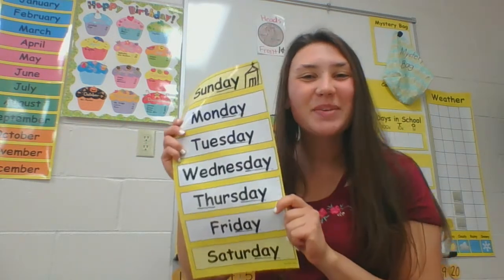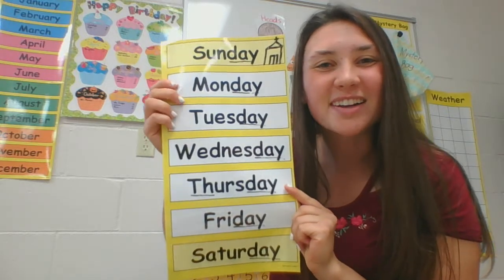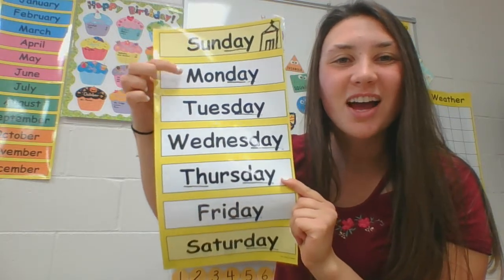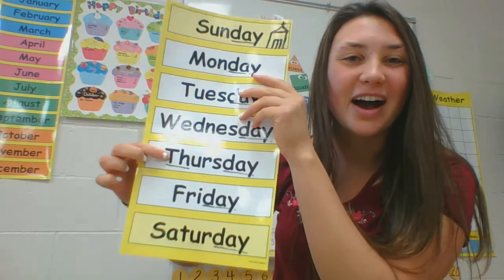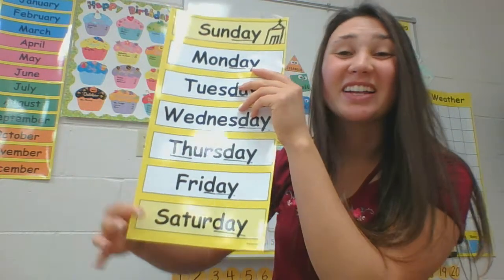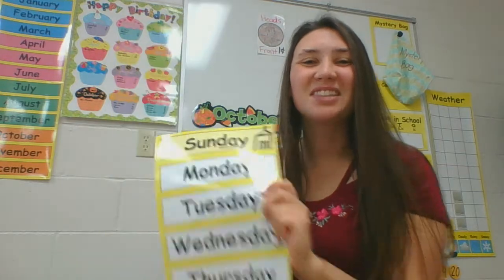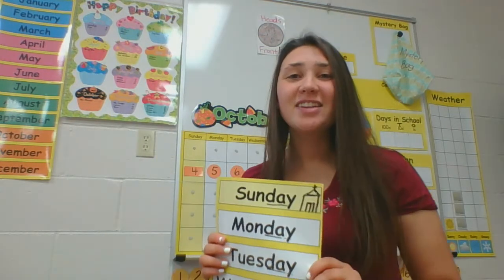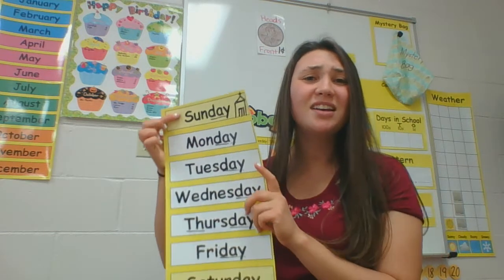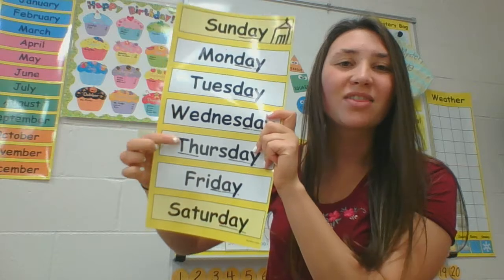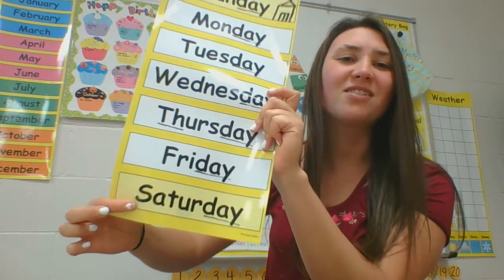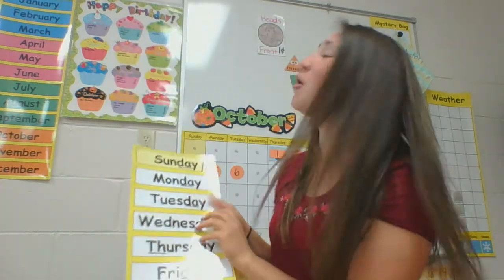Ready? How many days are there in a week? Let's count. 1, 2, 3, 4, 5, 6, 7. 7 days in a week. Let's do the song. Ready? There are 7 days, there are 7 days, there are 7 days in a week. Sunday, Monday, Tuesday, Wednesday, Thursday, Friday, Saturday. Woo! 7 days.